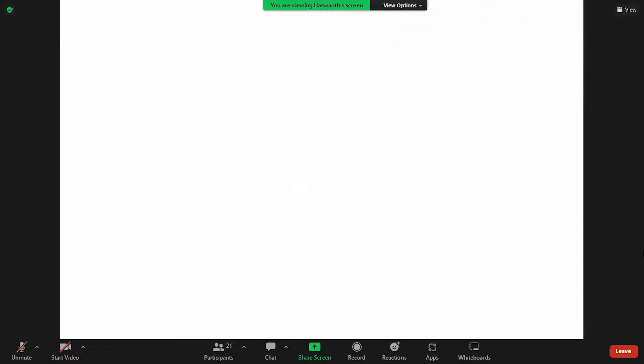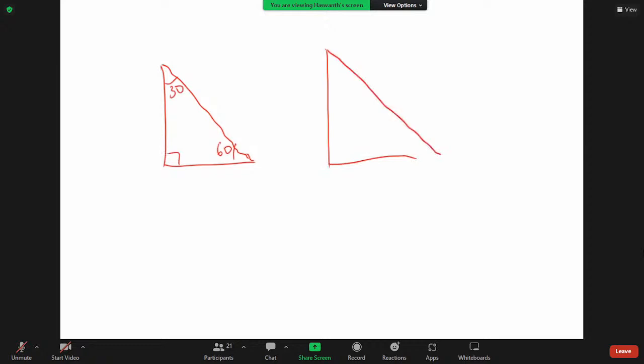Next one. There are two important triangles which you must be aware of here. One is a 30, 60, 90 triangle, and the other is a 45, 45, 90 triangle. So we must know the ratio of sides in these two triangles.